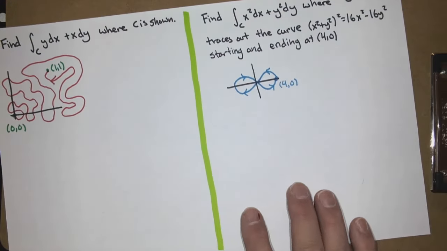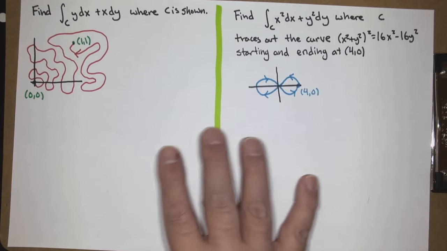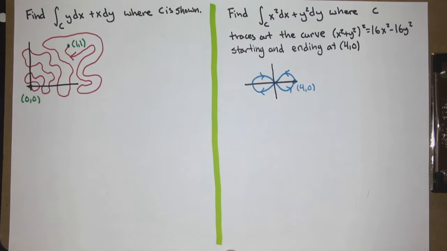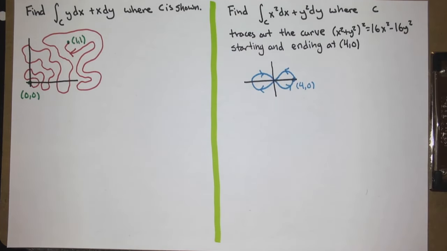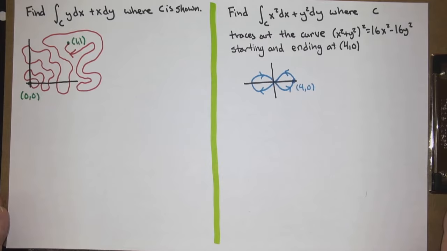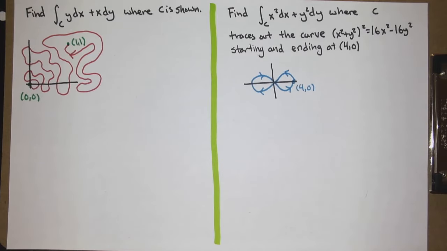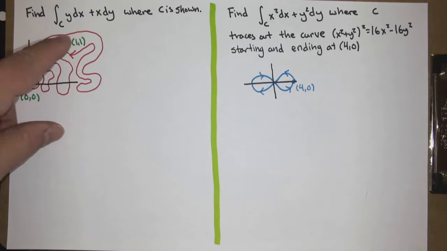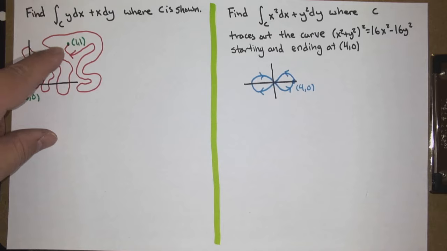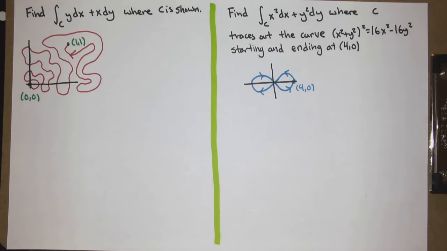All right, let's try this on 2 problems. We'll start with the one on the left. Find the integral along the curve y dx plus x dy where the curve C is shown. So this is the curve. I want to go from 0, 0 to 1, 1. I'm starting at 0, 0. I'm ending at 1, 1 because there's an arrow indicating direction.